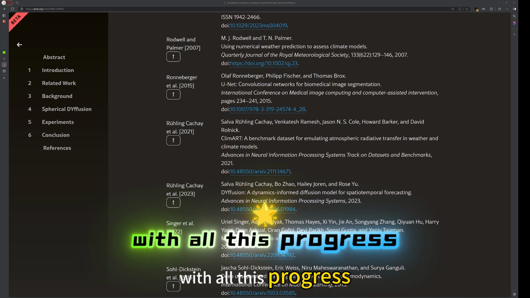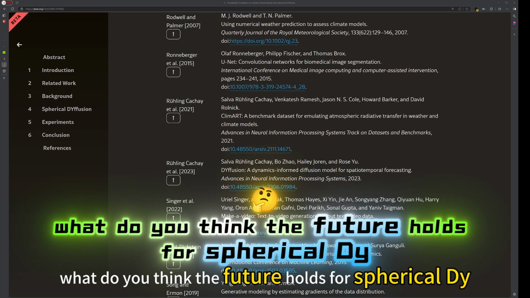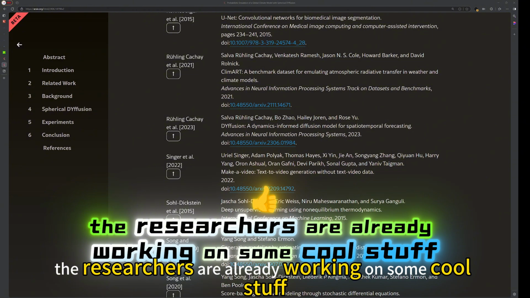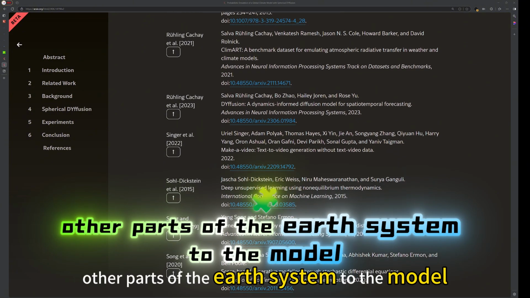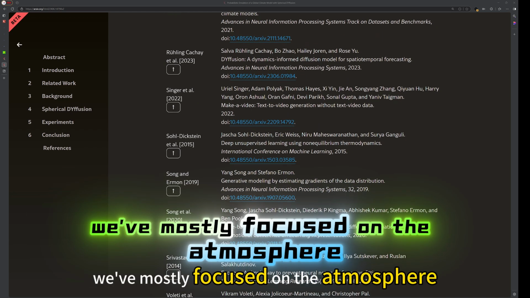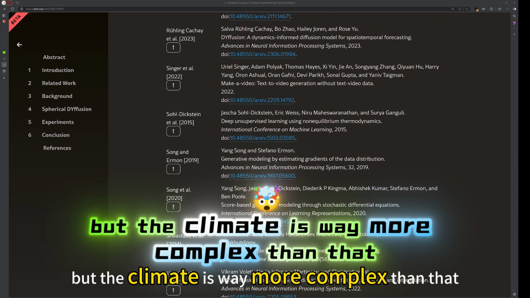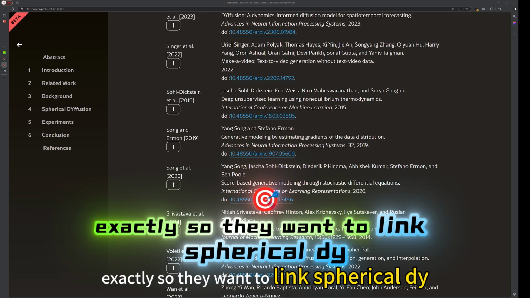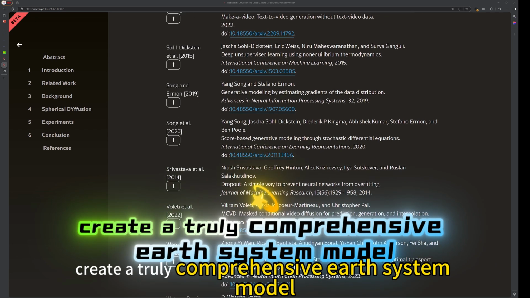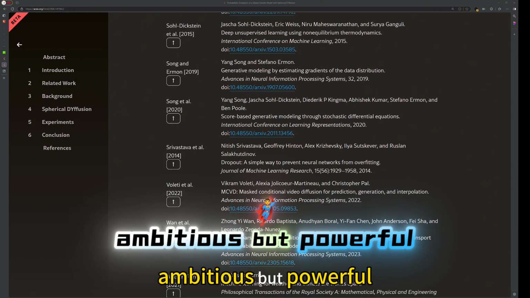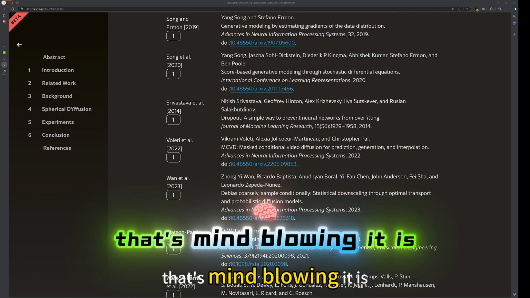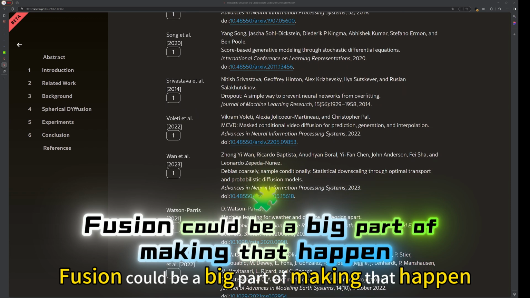It's exciting. With all this progress, what do you think the future holds for spherical DYffusion specifically? Any guesses? Well, the researchers are already working on some cool stuff. They want to add other parts of the Earth system to the model, like oceans, land, ice sheets, the whole shebang. Right, we've mostly focused on the atmosphere, but the climate is way more complex than that. Everything's connected. Exactly. So they want to link spherical DYffusion with models of those other parts, create a truly comprehensive Earth system model. Ambitious, but powerful. A virtual Earth in a computer, simulating the entire planet. That's mind-blowing. It is, and spherical DYffusion could be a big part of making that happen.